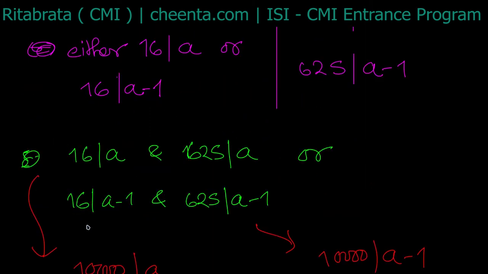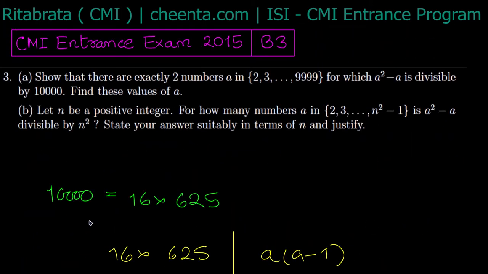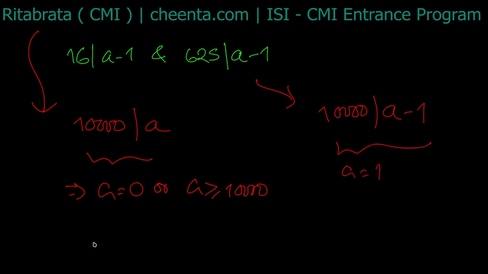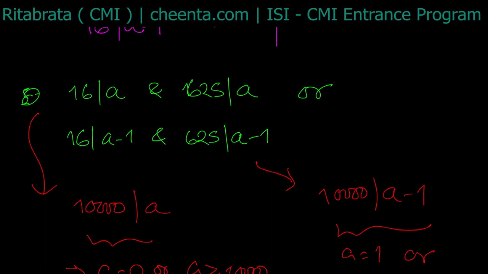So in this case this becomes a problem, because I need a to be less than or equal to 9999 and a was not 0 or 1, but this gives me either a equal to 0 or a greater than or equal to 10,000. Here this means either a equal to 1 or a is greater than or equal to 10,000. Neither of those cases is possible, because we are given that a lies between 2 and 9,999. So none of these two cases are possible.